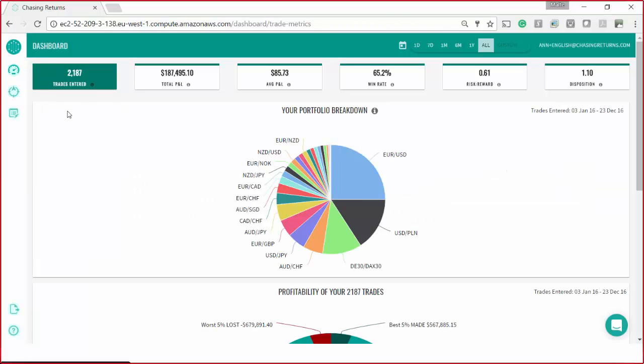And maybe Anne, if you could just give us a little bit of an idea, why did you come up with Chasing Returns? And please use me as your navigator through the platform. I'll do that. Thank you, Malte.